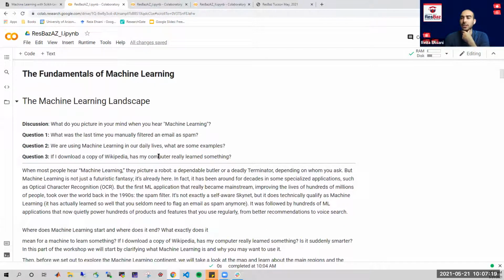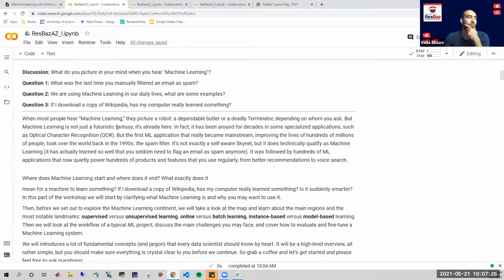But first, let's start with some fundamentals of machine learning. Most people, when they hear about machine learning, picture a robot or a deadly Terminator, but actually machine learning is not something like that. In the simplest words possible, machine learning is the action of trying to learn from data by programming. Machine learning has been available for several decades, and applications of it have been around since at least the 1990s.